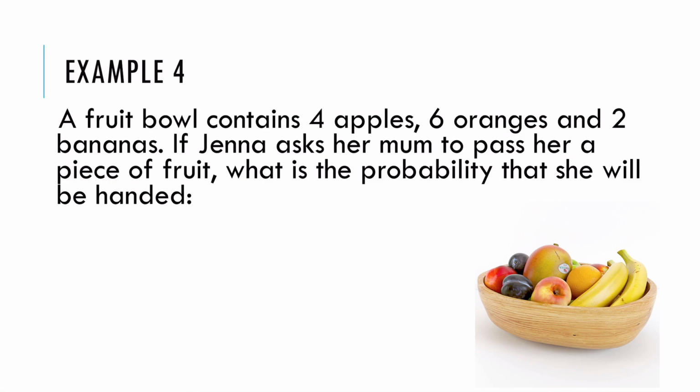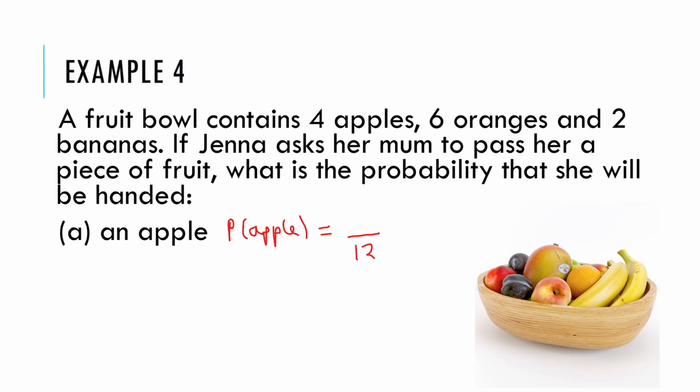Okay, in example 4, a fruit bowl contains 4 apples, 6 oranges and 2 bananas. If Jenna asks her mum to pass her a piece of fruit, what is the probability that she will be handed A, an apple? Okay, so let's start with this, the probability of an apple. So first of all, what are the number of possible outcomes in this fruit bowl? Well, there's 4 apples, plus 6 oranges plus 2 bananas. So that gives me 12 different pieces of fruit altogether that Jenna's mum could pick from. So the number of possible outcomes is 12.